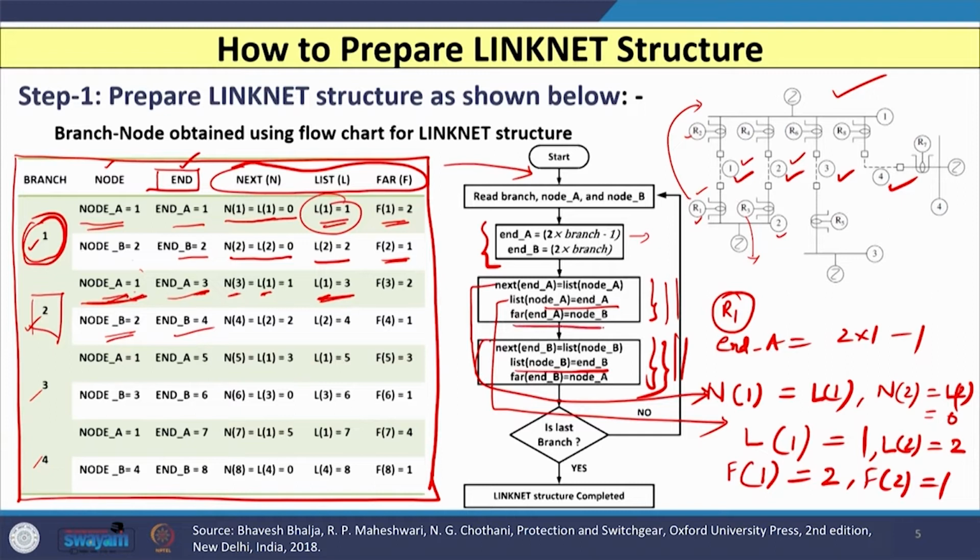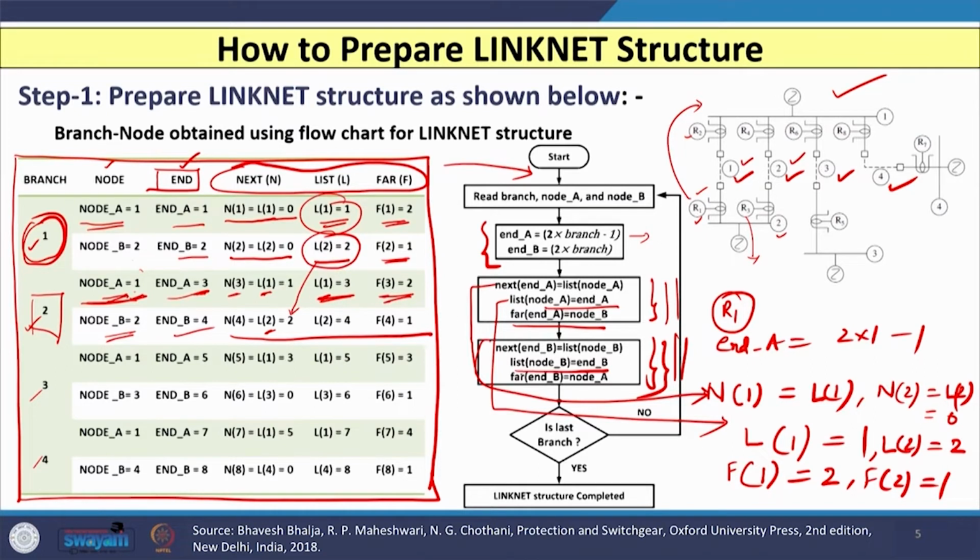Similarly, you can have this last equation for and A, that is and A is equal to 3. So, F3 is equal to node B, which is 2. So, F3 is equal to 2. Similarly, you can have again these values, that is next and B. So, N and B is equal to 4. So, N4 is equal to list L, node B, that is 2, because you have already calculated for this branch. So, L2 value, L of 2, you already have available, because you have already calculated here. So, that value you have to consider here. So, L2 is equal to 2.